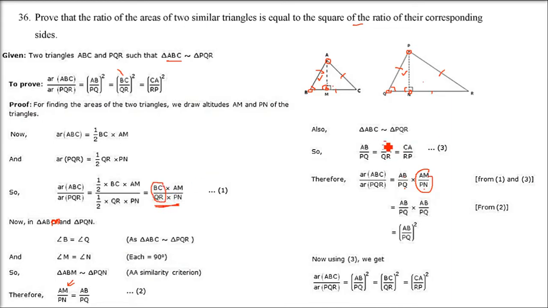This one, BC by QR. This AB by PQ, you can write either way. You can write AM by PN as AB by PQ, and then AB by PQ you can write either way. The eventuality is you are going to get AB square by PQ square. If you write AM by PN as, say, BC by QR, you get BC square by QR square. So all the time you get three different solutions. These solutions are AB by PQ whole square, BC by QR whole square, and CA by RP whole square. Area of triangle ABC by area of triangle PQR.